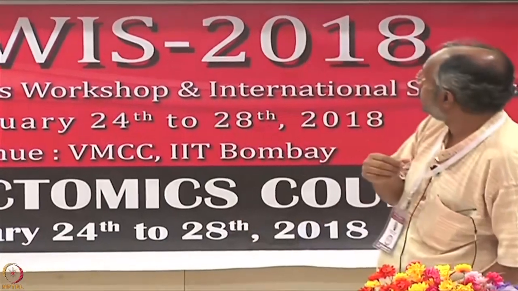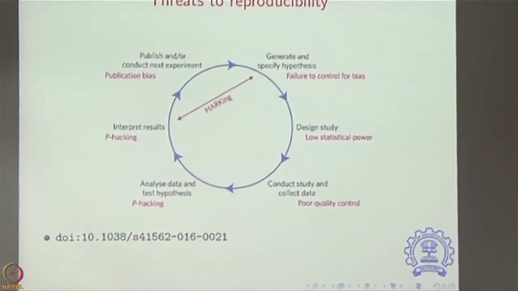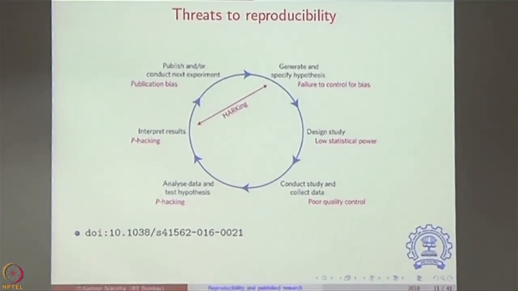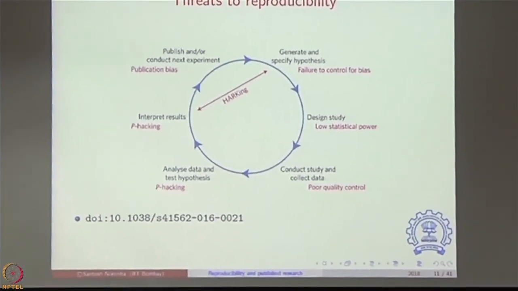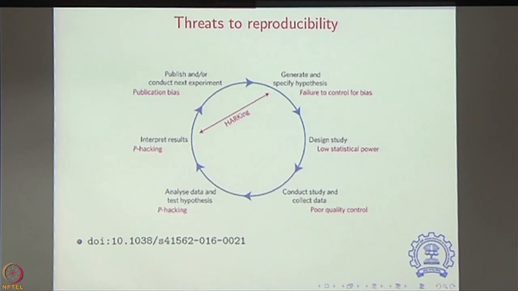But take these points in the context of what threatens reproducibility. I'm not sure you can see this very clearly. Some interesting buzzwords, interesting terms, which later on I really recommend all of you go look up. If you look at this cycle, and in fact it's a cycle because it's a publication cycle.